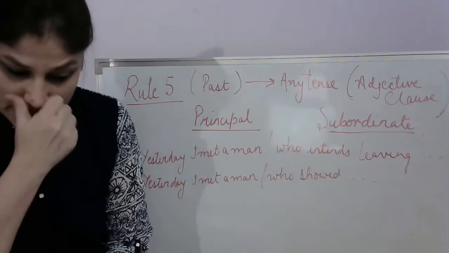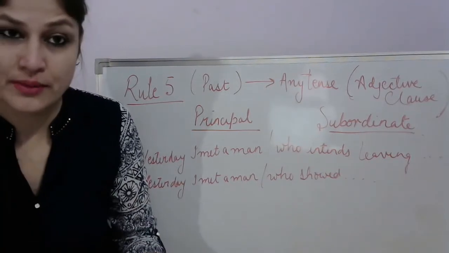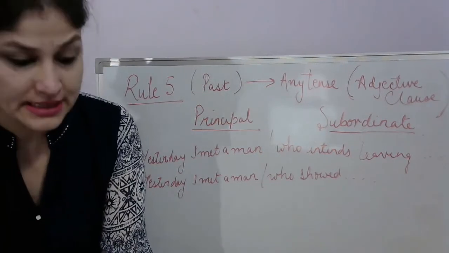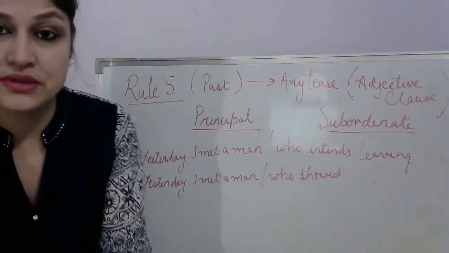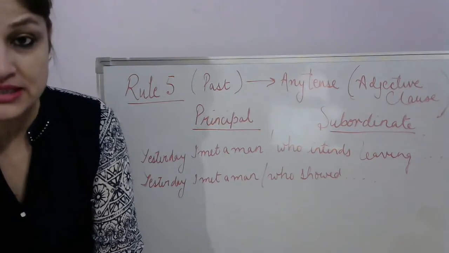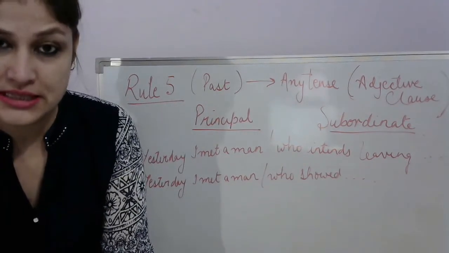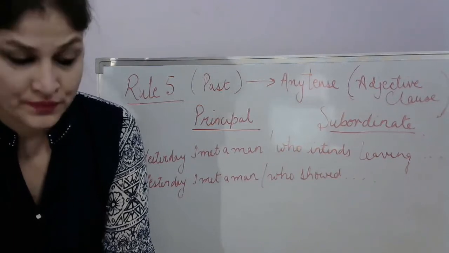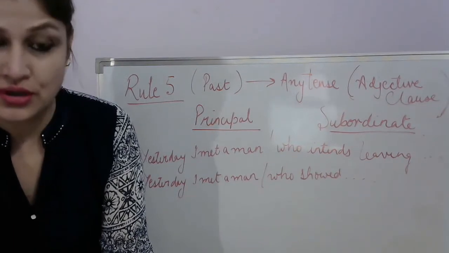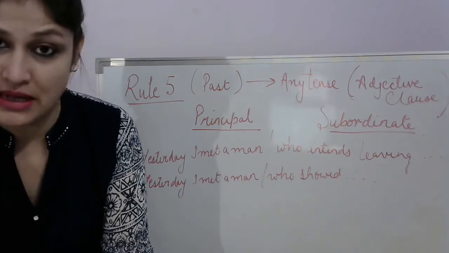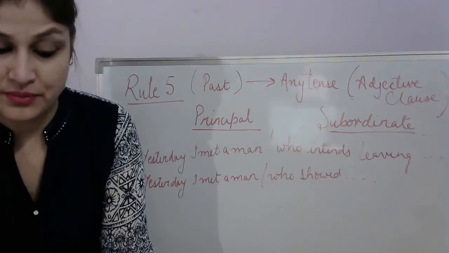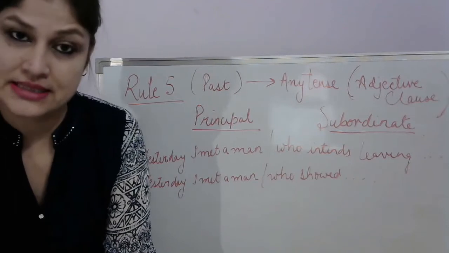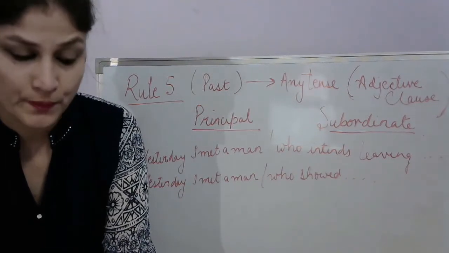Now before we start, I would like to revise rule number 1 once again. I hope you remember rule number 1 says that if the principal clause is in the present or in the future tense, then it can be followed by any tense. Rule number 2 says if the verb in the principal clause is in the past tense, it must be followed by a verb in the past tense. This was rule number 2.